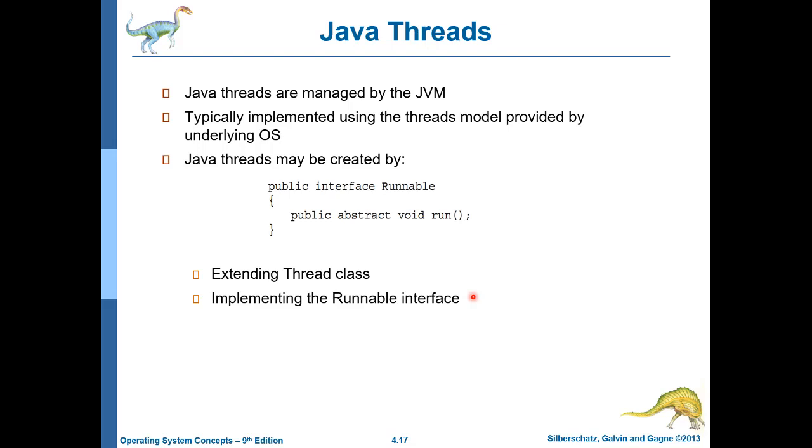Okay, and they are typically implemented using the thread model provided by the underlying operating system, which means if you use Java in Windows, then the JVM of Windows will be using the Windows thread library. If you use JVM on Linux operating system, then they will be using the POSIX threads library, and similarly for Macintosh they will also be using POSIX, because Macintosh is using Pthreads.